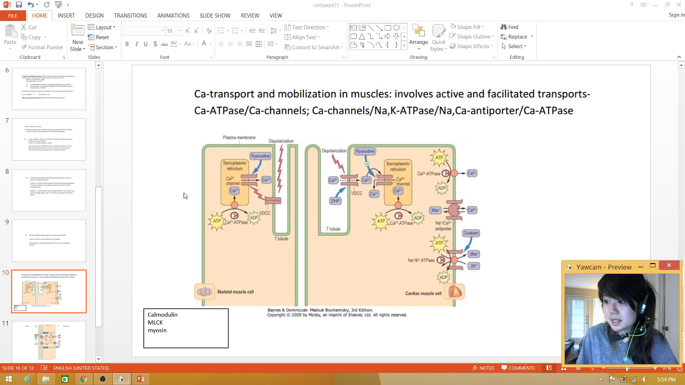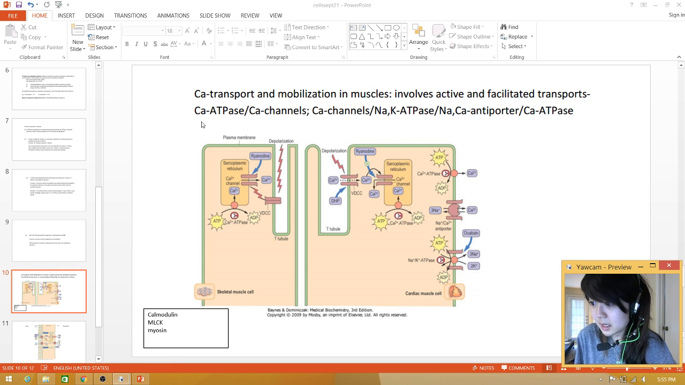So here we see calcium transport and mobilization in muscles. The two types of muscles we're going to be talking about are the skeletal and the cardiac muscles. As we can see, comparing the skeletal and the cardiac muscles side by side, calcium transport in the skeletal muscle is much simpler than calcium transport within the cardiac muscle cell.